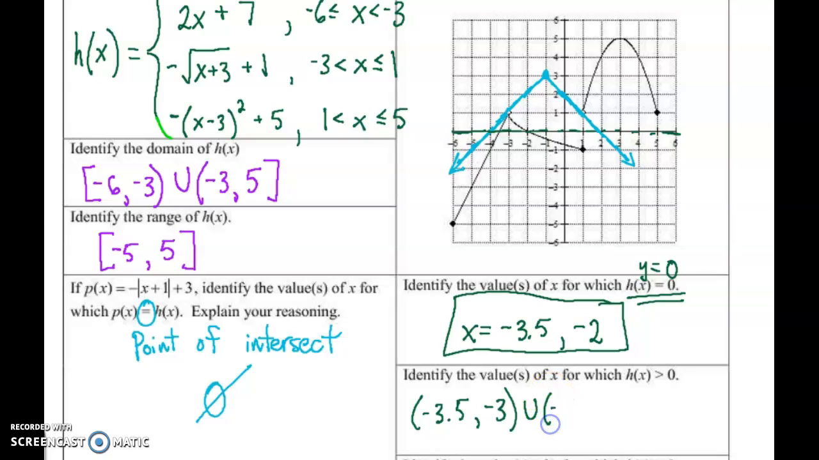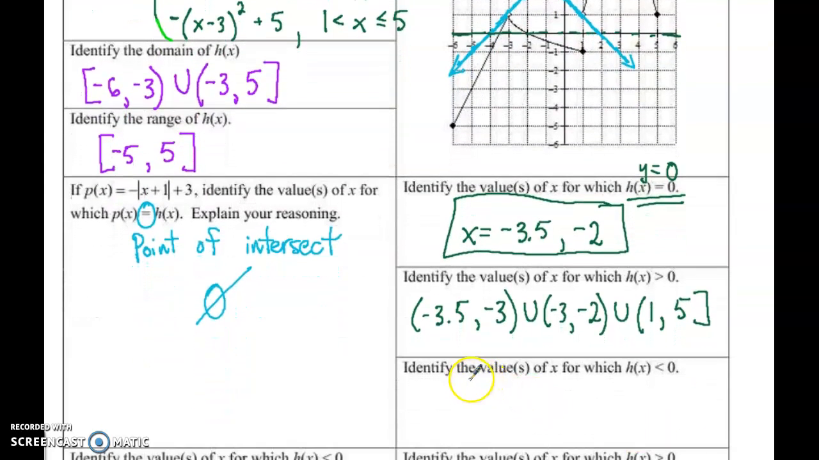So then from negative 3 to negative 2, and then it does this jumping motion where it's above the x-axis from x equals 1 until we get to x equals 5, where it stops being above, but it is defined, so we need a bracket with that.